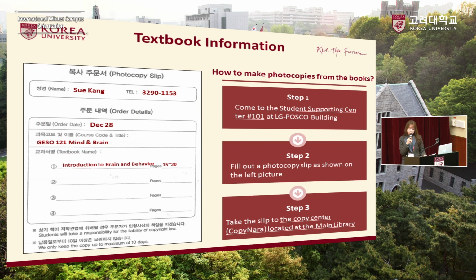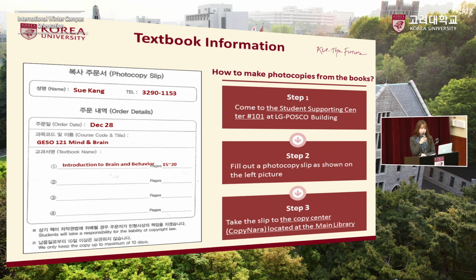Next is textbook information. IWC does not sell any textbook or course reader due to copyright laws in Korea. So we will help you make photocopies of parts of textbooks or course readers. Here are the steps for how to make photocopies. Step 1, come to this Student Supporting Center, room 101 at the LG-Posco building. Step 2, fill out a photocopy slip as shown in the left picture. You'll see the name, and you don't have to write the phone number, but write the order date, course code, and the page for the textbook.